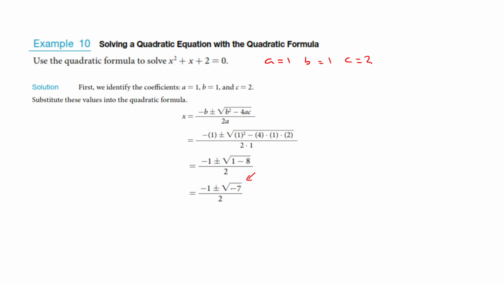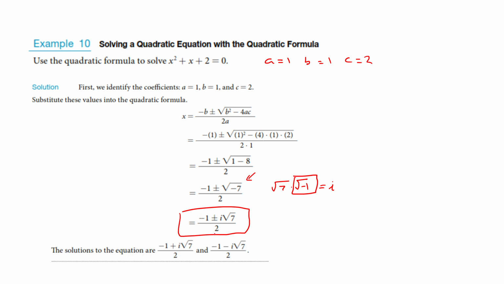Well, this is an imaginary number. So let me see how they do it like this. They've turned that, remember, that means the square root of 7 times the square root of negative 1. That's what it means. We call it i, but it's just an abbreviation to tell us that this is an imaginary number. It just helps simplify the work. We've taken the square root of negative 1 and turned it into an i. So we have two complex solutions: negative 1 plus this imaginary number divided by 2, and negative 1 minus that imaginary number divided by 2. So two complex solutions.